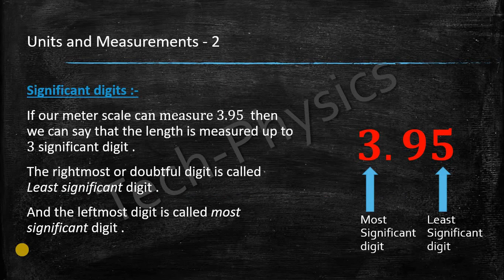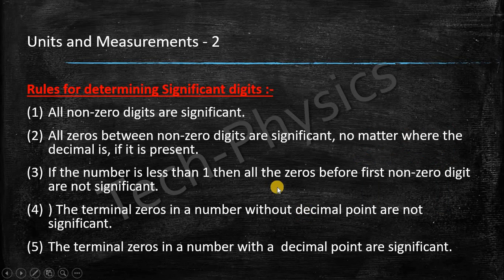So in the last lecture we saw significant digits. If we have a number like 3.95, the digits which are to be considered are called significant digits. In this, the rightmost digit is the least significant digit and the leftmost digit is the most significant digit. So this was significant digits.